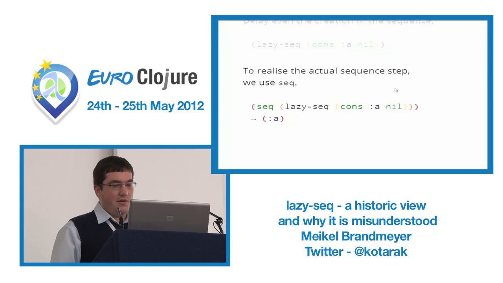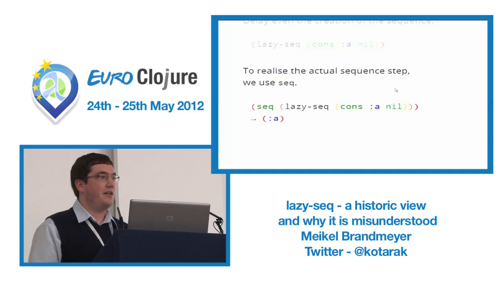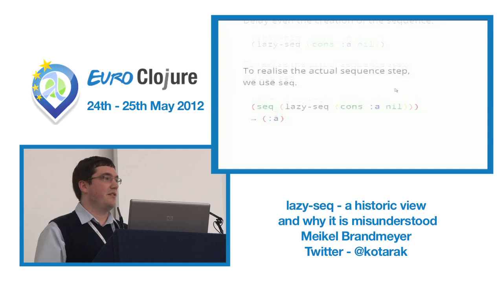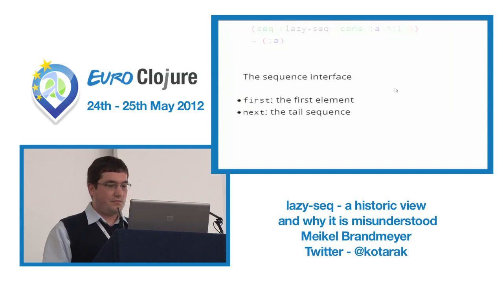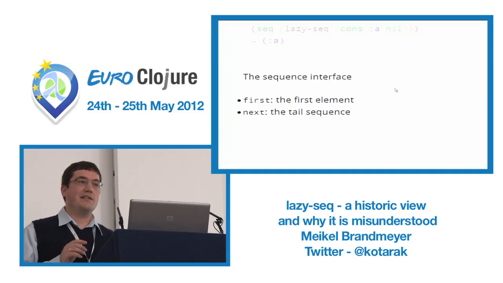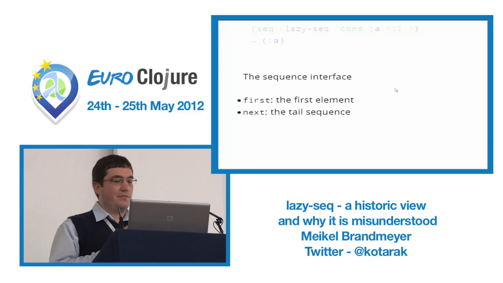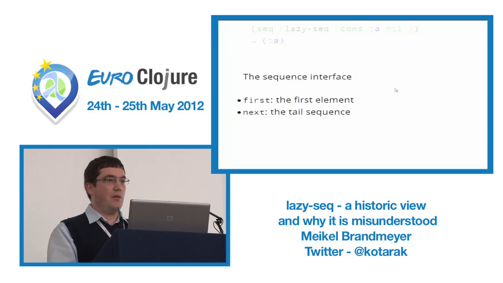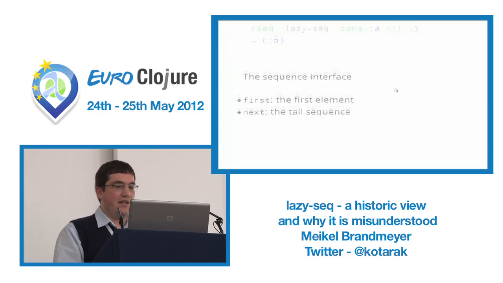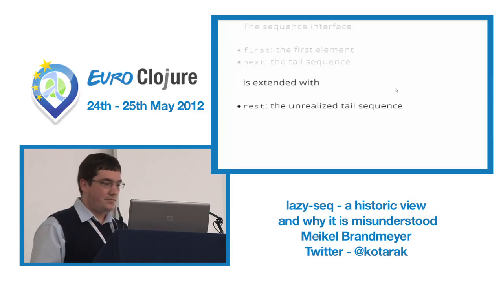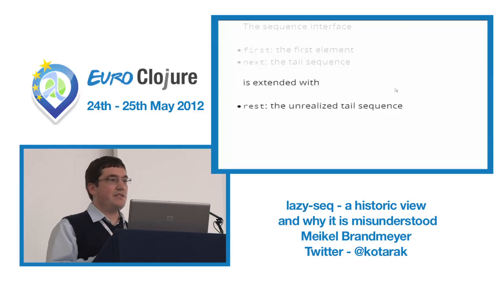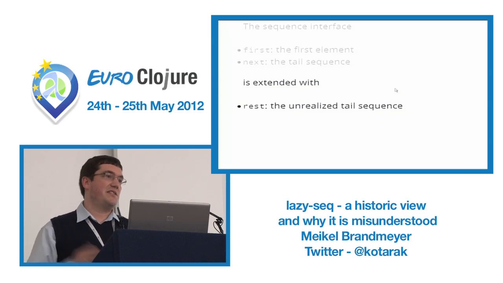So, to do that, we just call seek on it, and we get back our usual sequence. So it's calling seek on the lazy-seq will realize it. And the sequence interface, which was at the beginning first and next. So next was called differently, but let's don't go there. So first and next were basically the functions you used on sequences. First gives you the first element in the sequence, and next gave you the tail sequence. And this is now extended with rest, which gives us the unrealized tail sequence.